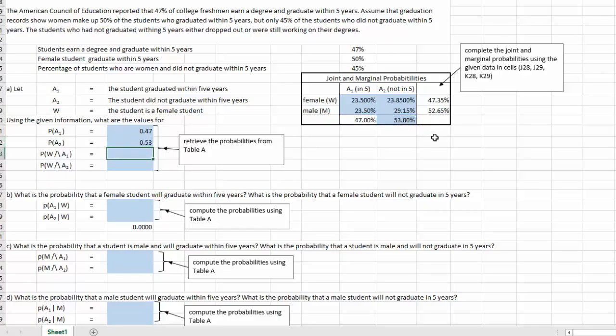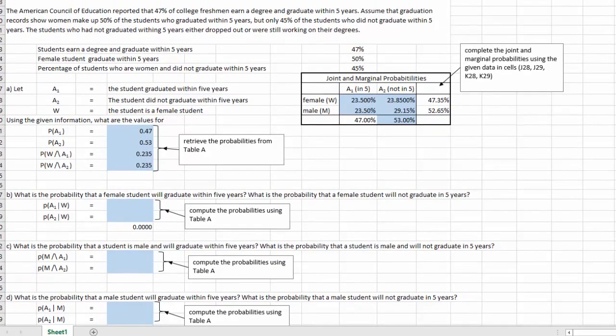Now we want to take a look at the probability that it's a woman who graduates within event A1. Again, we know this, and we need to know this to be able to calculate our next set of formulas here. So equals J28 here. And the same thing for men. Equals the probability of event A being male. There we go.